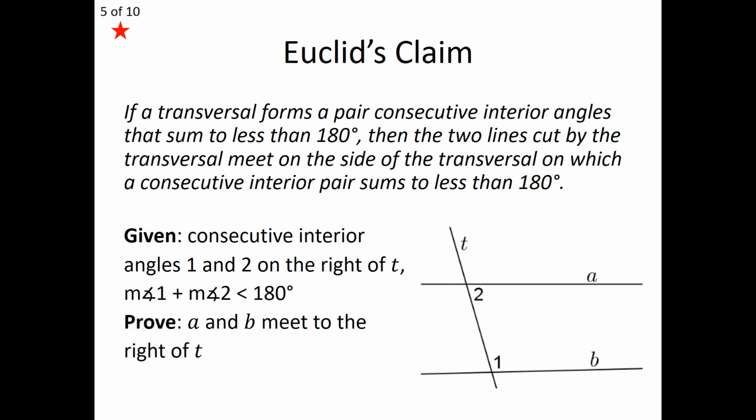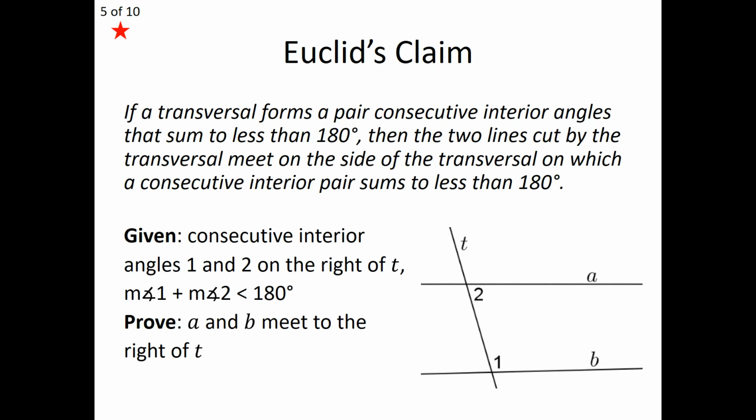Let's now take a look at a claim that Euclid made. This was actually something that he made in the beginning of his works, and he stuck to this claim, and this claim has caused quite a bit of controversy within the geometry system. Here's what his claim was. If a transversal forms a pair of consecutive interior angles that sum to less than 180 degrees, then the two lines cut by that transversal meet on the side of the transversal on which a consecutive interior angle pair sums to less than 180 degrees.